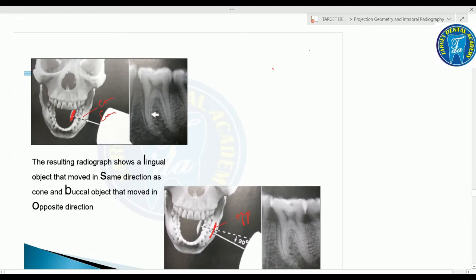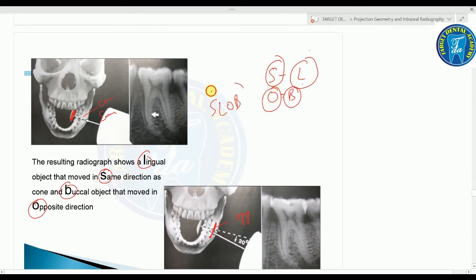Same lingual, opposite buccal. I am repeating it again. When you place the object in the lingual direction, it moves in the same direction as that of the cone. When you place the object in the buccal direction, it moves in the opposite direction. That is why it is known as the SLOB technique.